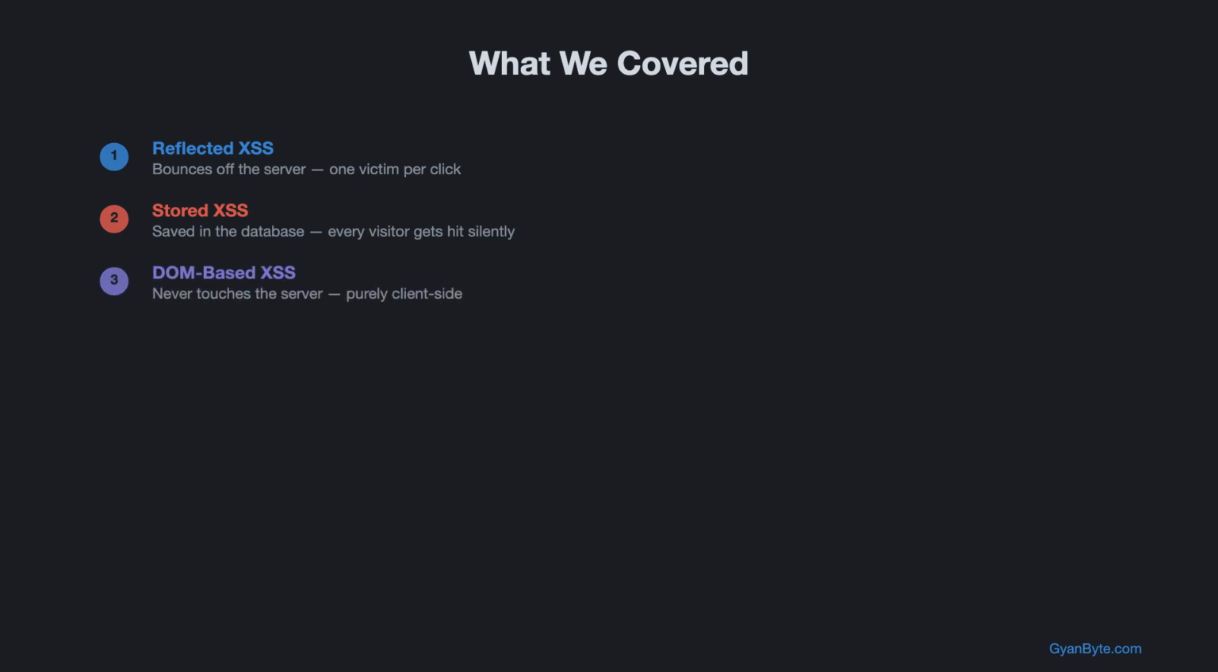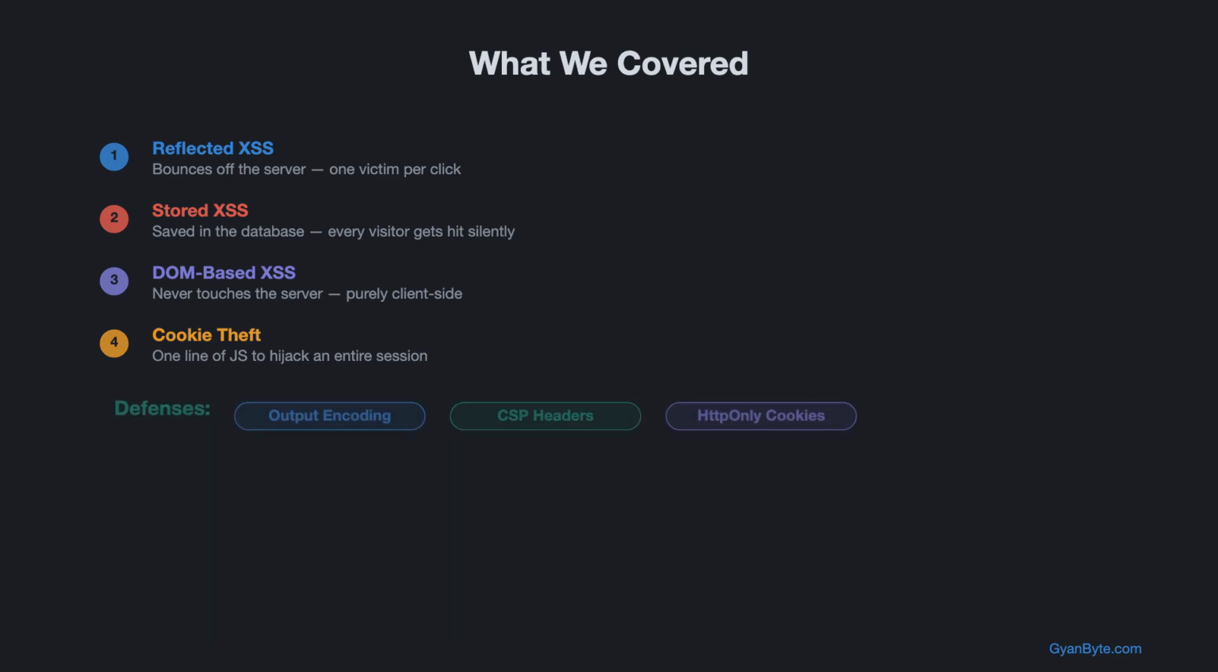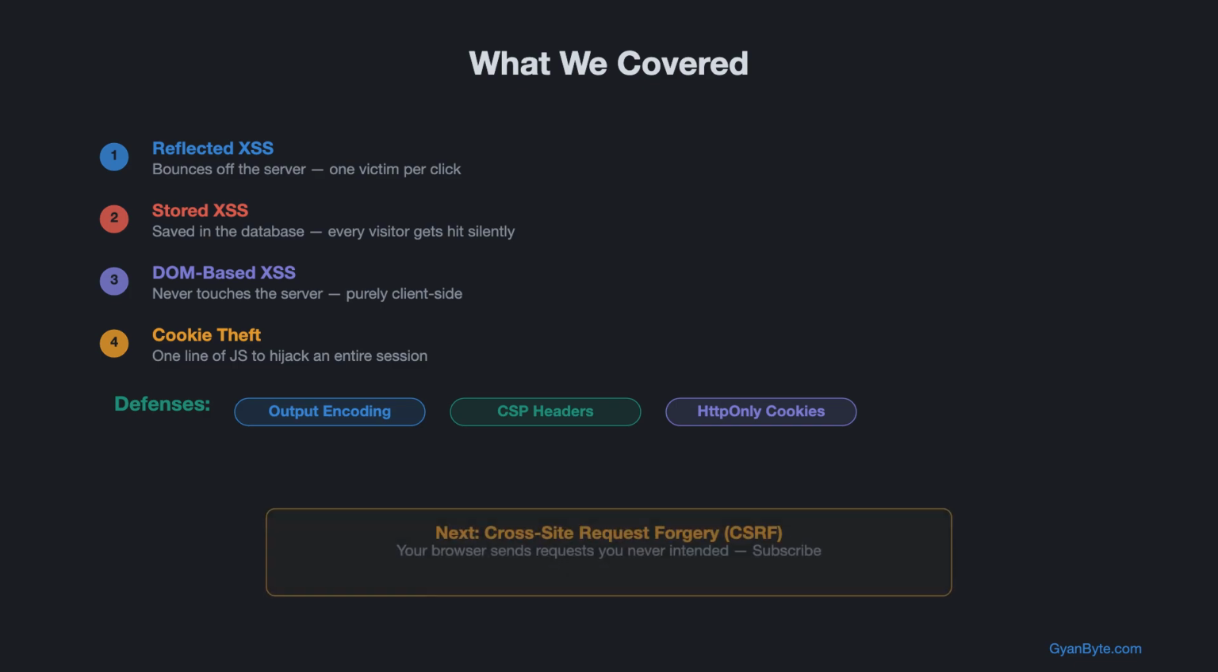3 types, 1 principle. Reflected bounces off the server, 1 victim per click. Stored lives in the database, hits every visitor silently. DOM-based never touches the server, it's purely client-side. Cookie theft, 1 line of JavaScript to hijack a session. The defenses: encode output, deploy CSP, set HttpOnly. Every modern framework helps, but only if you don't bypass the safety rails.